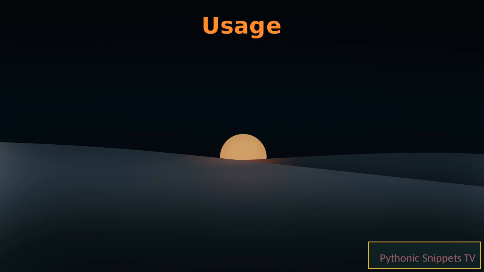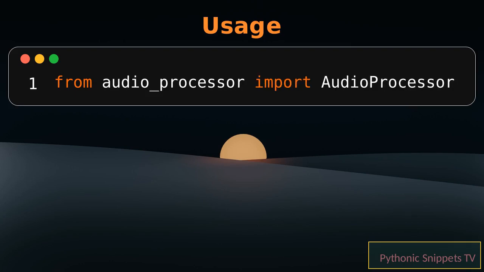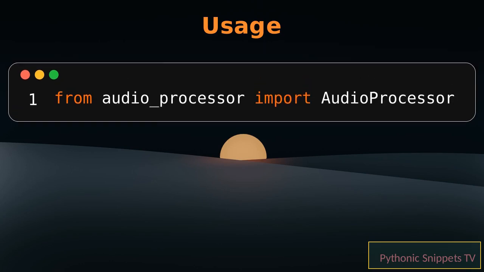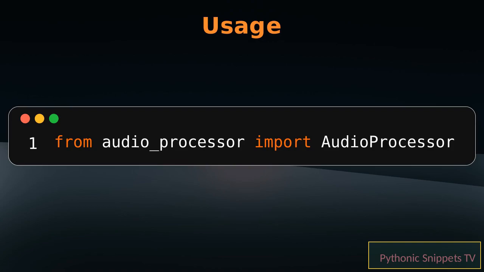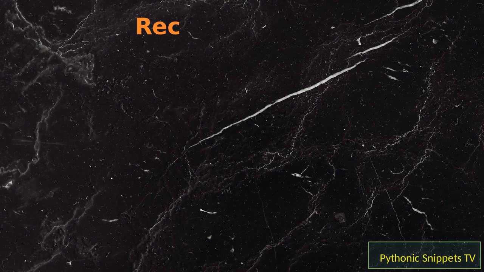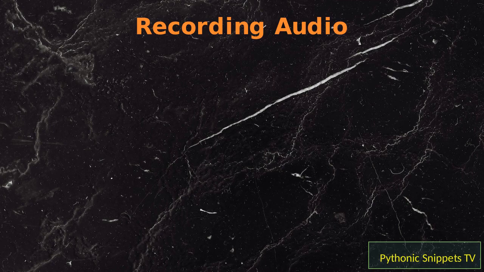Usage. To use the AudioProcessor package, you just need to import the AudioProcessor class and create an instance. For example, how do we record audio with it? Recording audio is simple with AudioProcessor. Simply call the record_audio method with the file name you want to save the audio as, like this.